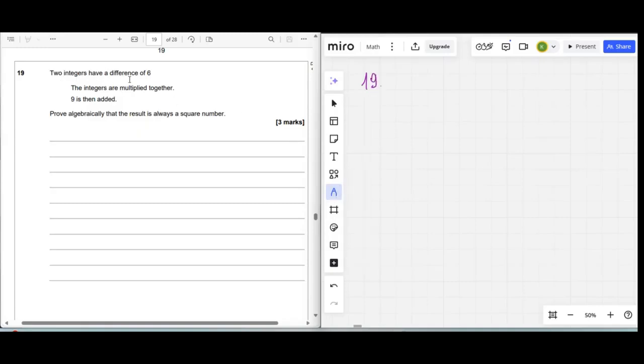Two integers have a difference of 6. The integers are multiplied together. 9 is then added. Prove that the result is always a square number. Two integers with a difference of 6. So let's say one integer is x and another one is x plus 6, and thanks to that, the difference between them is 6 because the second one is just 6 bigger.